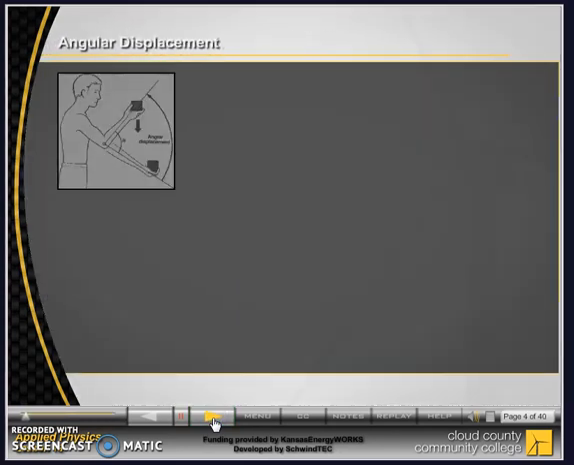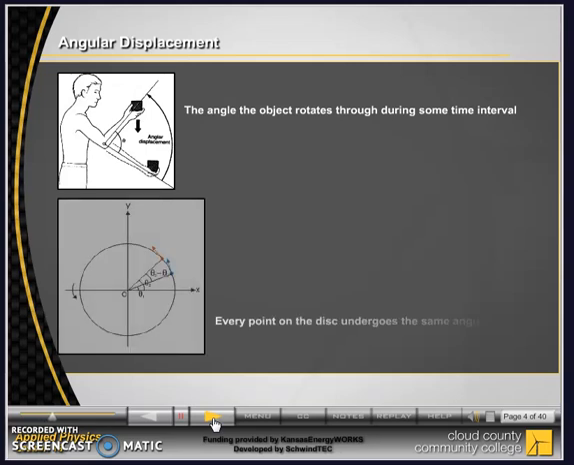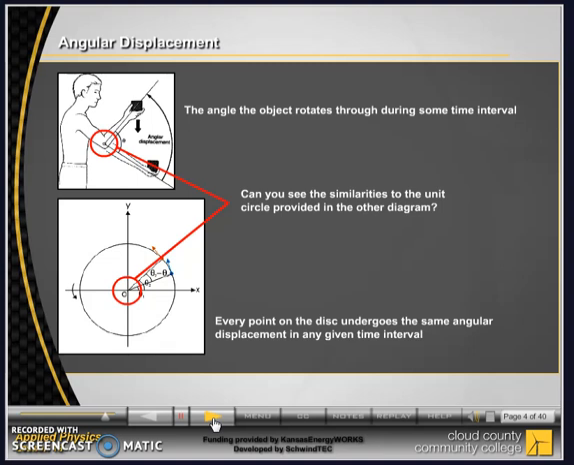The angular displacement is defined as the angle the object rotates through during some time interval. Every point on the disk undergoes the same angular displacement in any given time interval. Notice that the arm is rotating about an axis of rotation known as the elbow. Can you see the similarities to the unit circle provided in the other diagram?